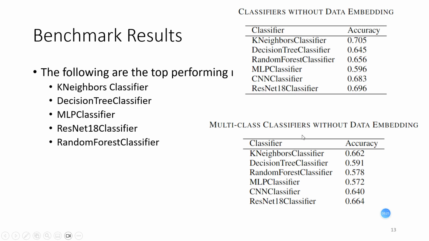For the multi-class classifier, which means three-class classification, without data embedding, we find that all accuracies drop slightly. For the KNN, it dropped about 4%. For the ResNet 18, it dropped slightly less, about 3%. For the rest, they all dropped, and some of them are lower than 60%.